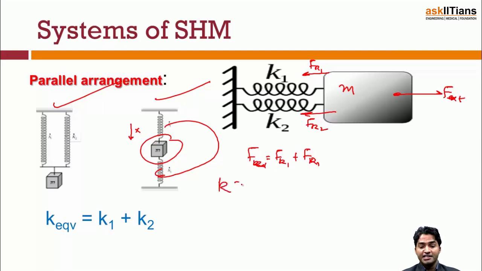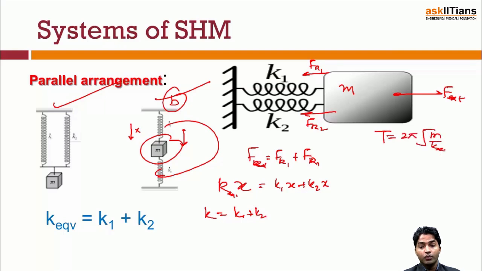So we are getting k into x, because the elongation produced in both the springs, or rather the displacement, whether it is elongation or compression in the system, should be the same. As in part B, elongation produced in one spring is equal to compression in the other spring. That's why we are getting k equivalent into x should be equal to k1x plus k2x. That's why we are getting k equal to k1 plus k2. And if we want to know their time period, that should be equal to 2 pi under root of m upon k equivalent.